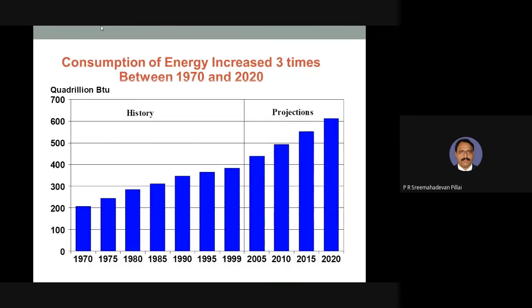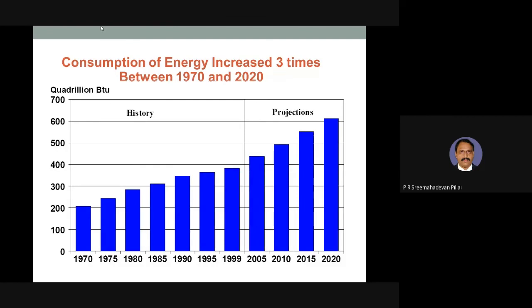Consumption of energy increased 3 times from 1970 to 2020. And if you see that curve shape, that curve is becoming asymptotic. That means in 2050, it may be 10 times. You extend that curve and see where it will go. From 1995 onwards, it is going up and up.